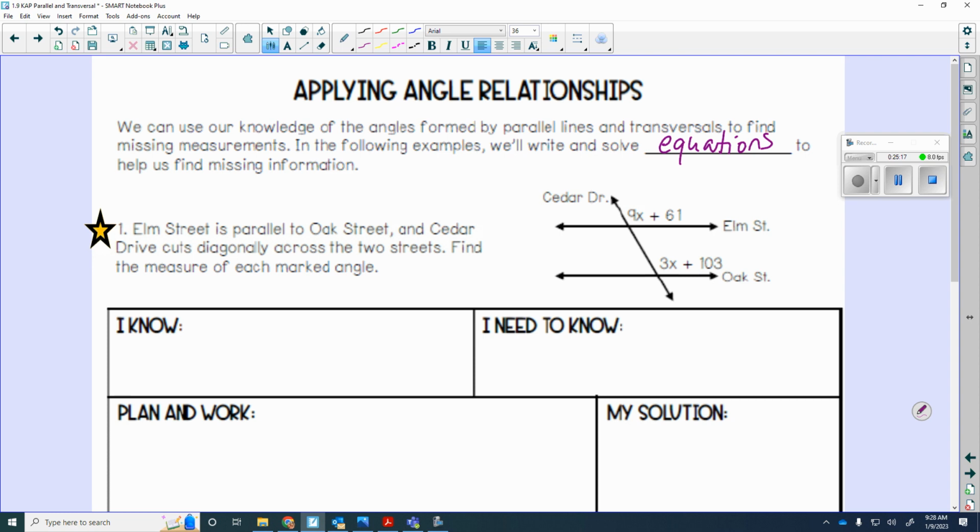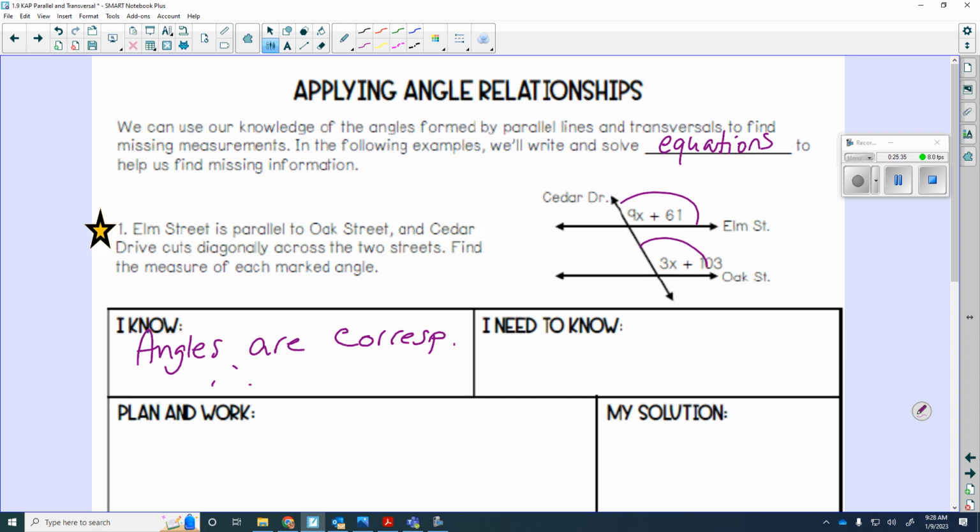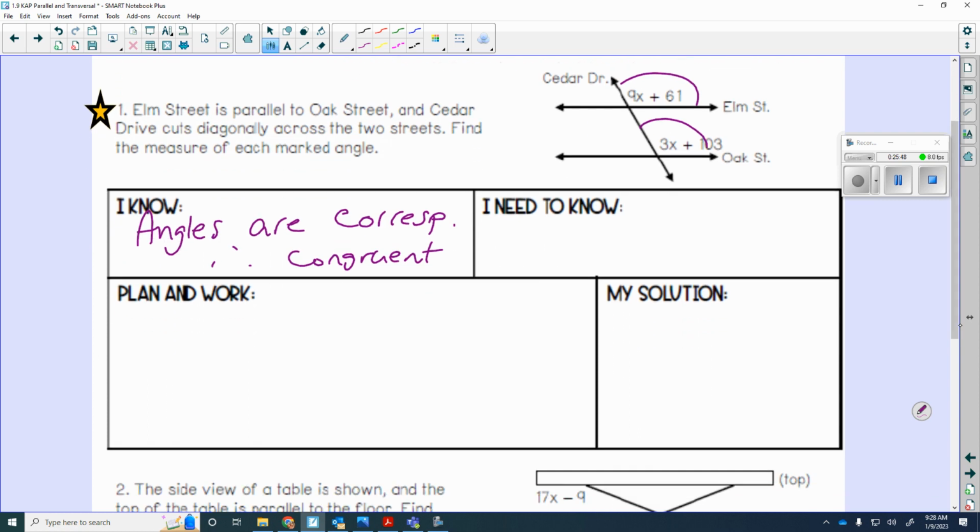First of all, what do you know? I'm looking at my picture. I know that those angles are congruent, but why? Corresponding, that's what I was just looking for. Corresponding, and therefore are congruent. For right now, I want you to get in the habit of using both terminologies, just so that, like I said, you get it all out there. Okay, what do we need to know? What are we looking for?